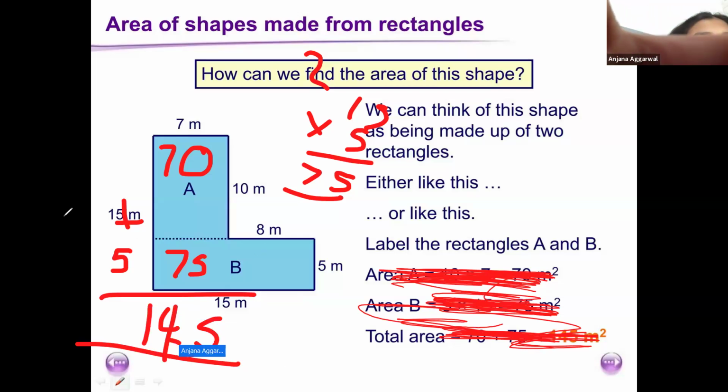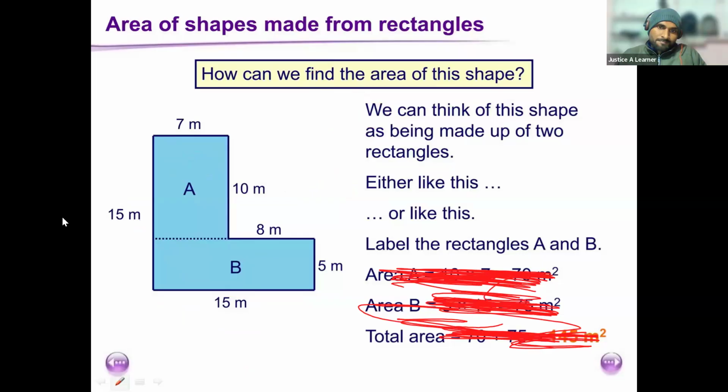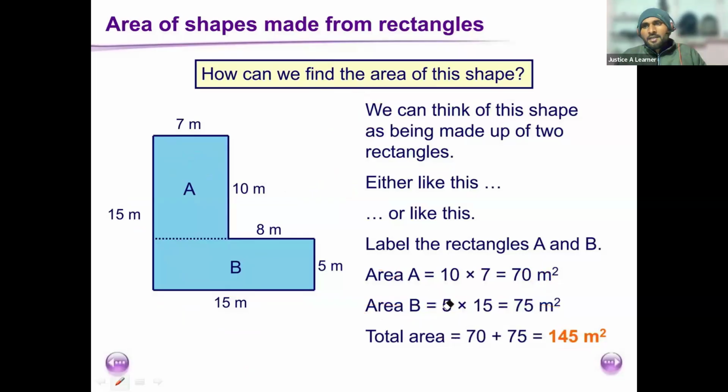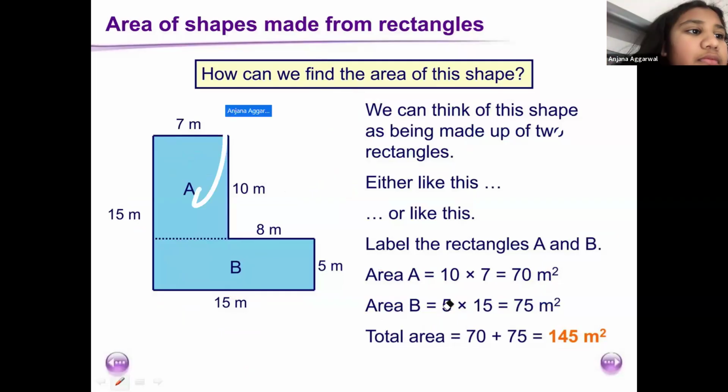145. Great. 145 meter squared. Don't forget to write that unit, square, because then the answer would be incorrect if you're not writing that. Okay, great.